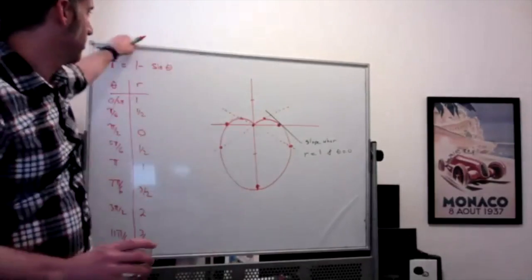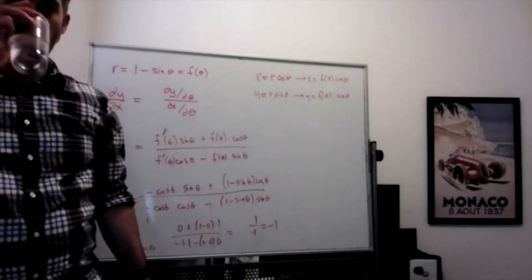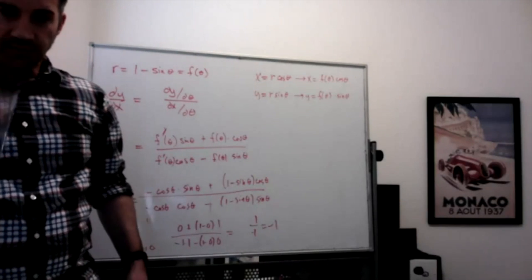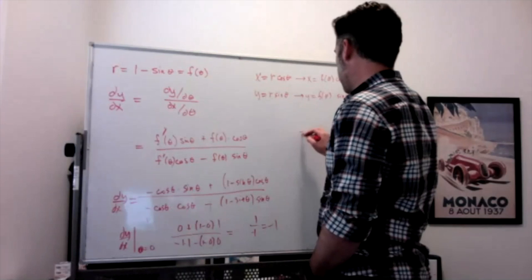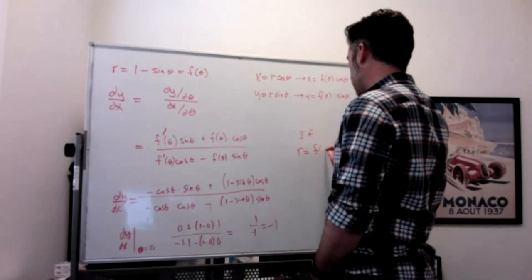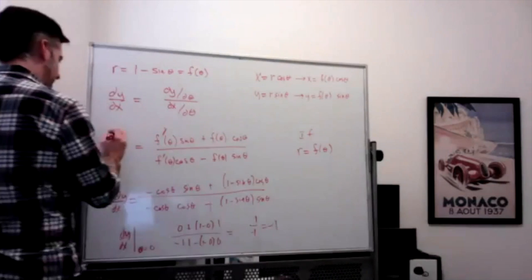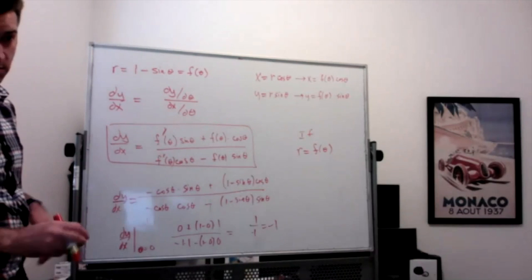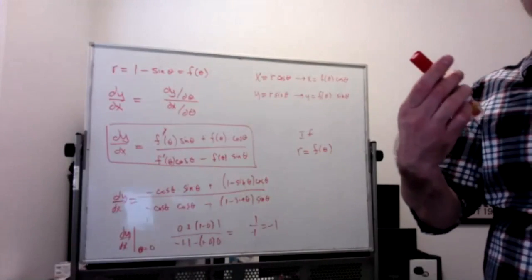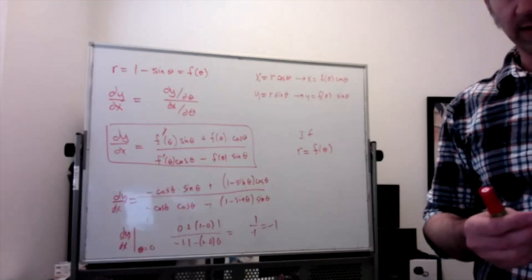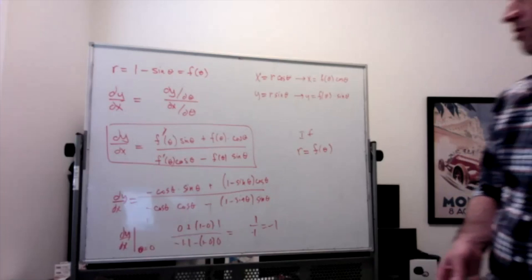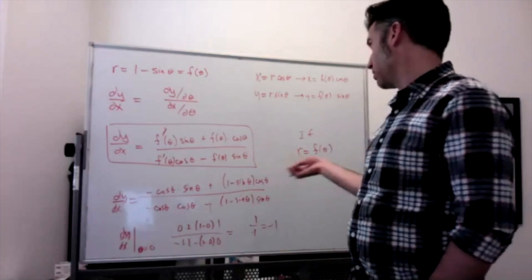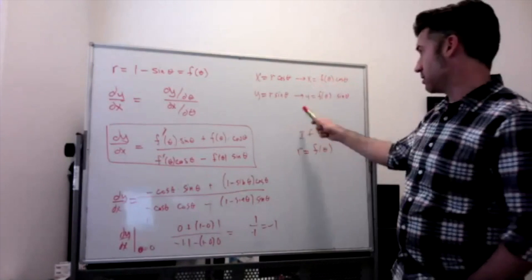Questions about that? So again, I just want to point out, if r is some function of theta, this is how you find dy dx. It's not pretty. Basically, quite literally, we're just taking the parametric equation and plugging in, using this as what x is and this as what y is.